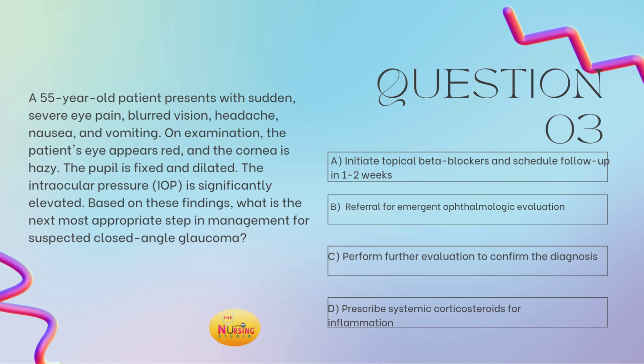Now, A says initiate topical beta blockers. No, that's for your open angle. You can do the timolol drops to help for open angle glaucoma. But for closed, remember, the eyes are closing. They are going blind quickly. We do not want the eyes to close. Refer, refer, refer. Okay?